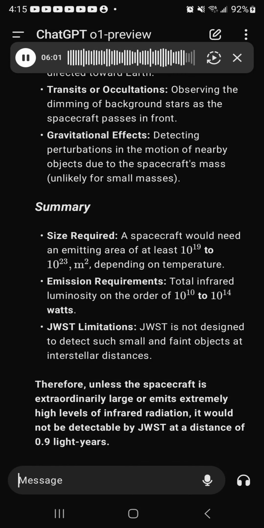Summary. Size required: a spacecraft would need an emitting area of at least 10^19 to 10^23 m², depending on temperature. Emission requirements: total infrared luminosity on the order of 10^10 to 10^14 watts. JWST limitations: JWST is not designed to detect such small and faint objects at interstellar distances. Therefore, unless the spacecraft is extraordinarily large or emits extremely high levels of infrared radiation, it would not be detectable by JWST at a distance of 0.9 light years.